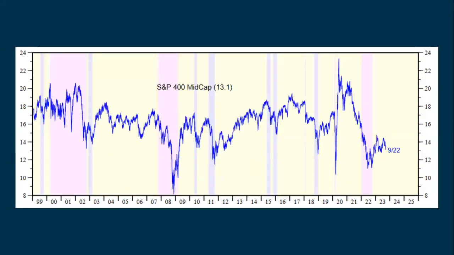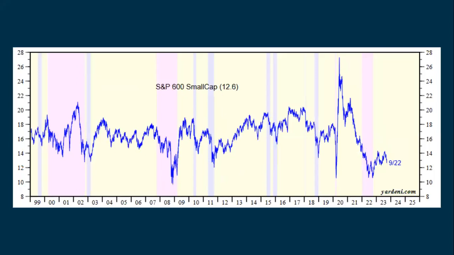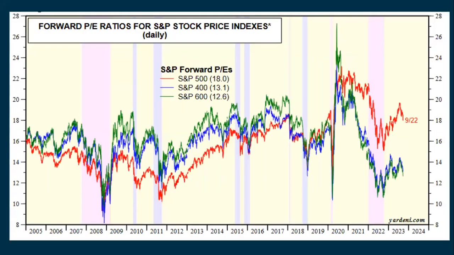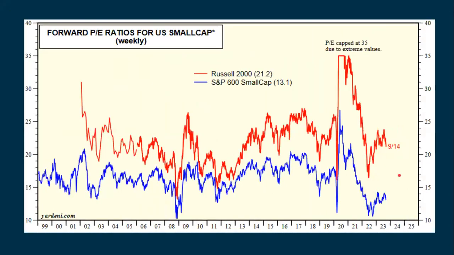We also look at the mid caps, which is coming in at 13.1, and we're coming down pretty significantly with the small caps coming in at 12.6. These stocks have been under a lot of pressure lately. We put all of this together on one chart just to give us a little bit of a graphical representation. And as the S&P has been going down lately, we're seeing the PE ratios also coming down. Then we also look at the small caps, which again have been under a lot of pressure.